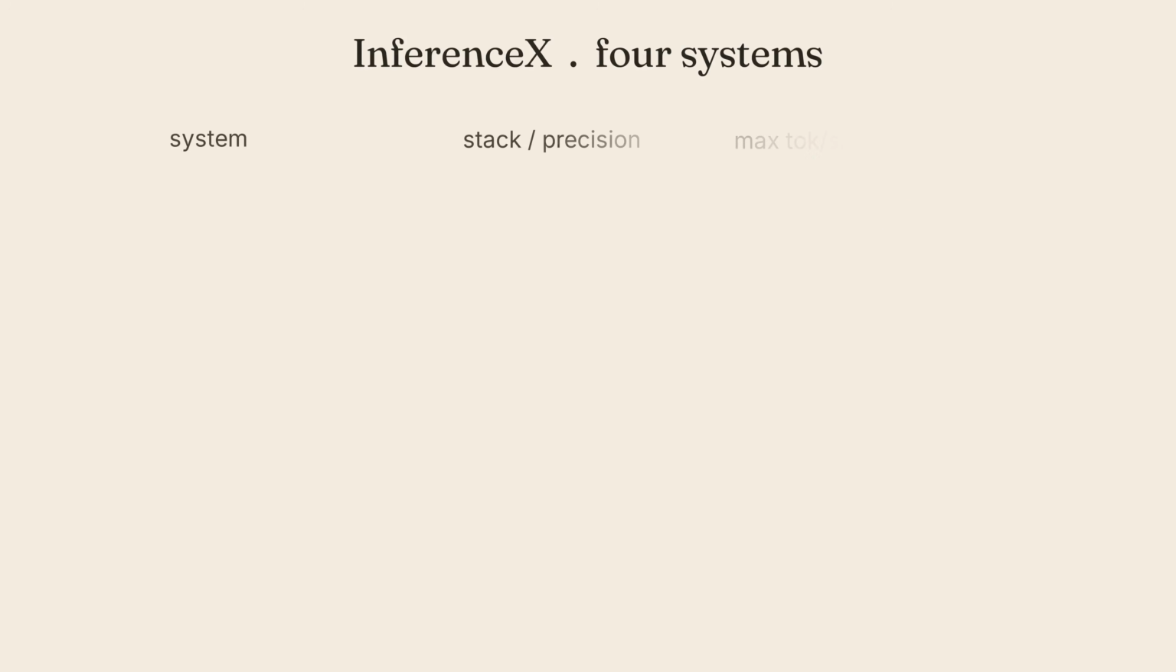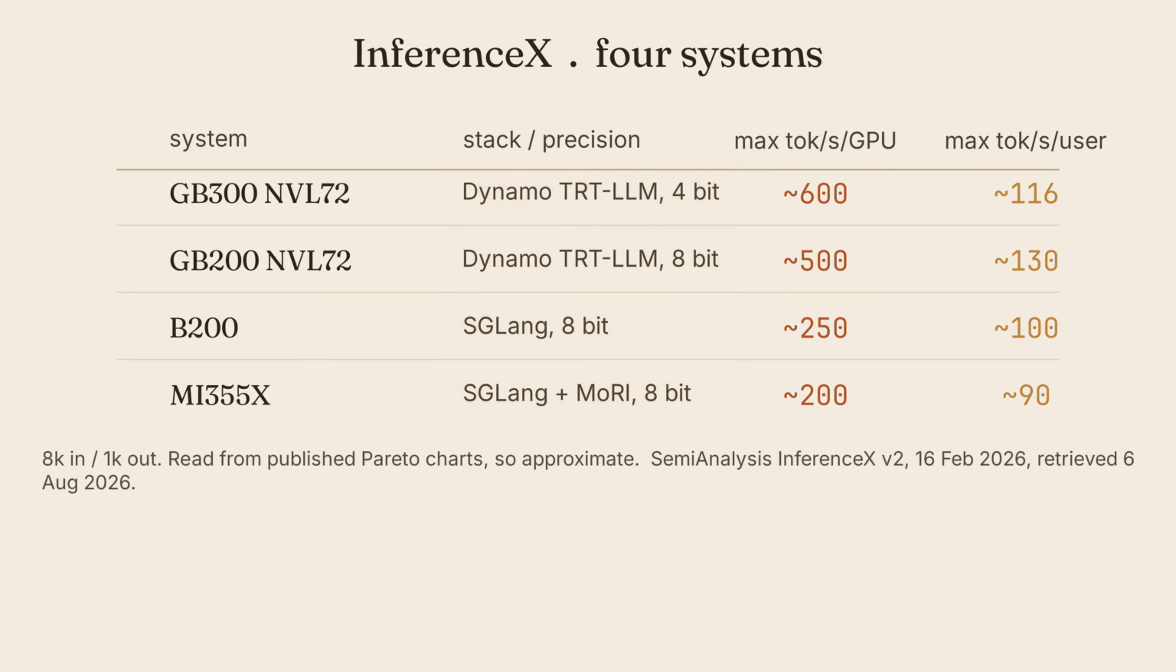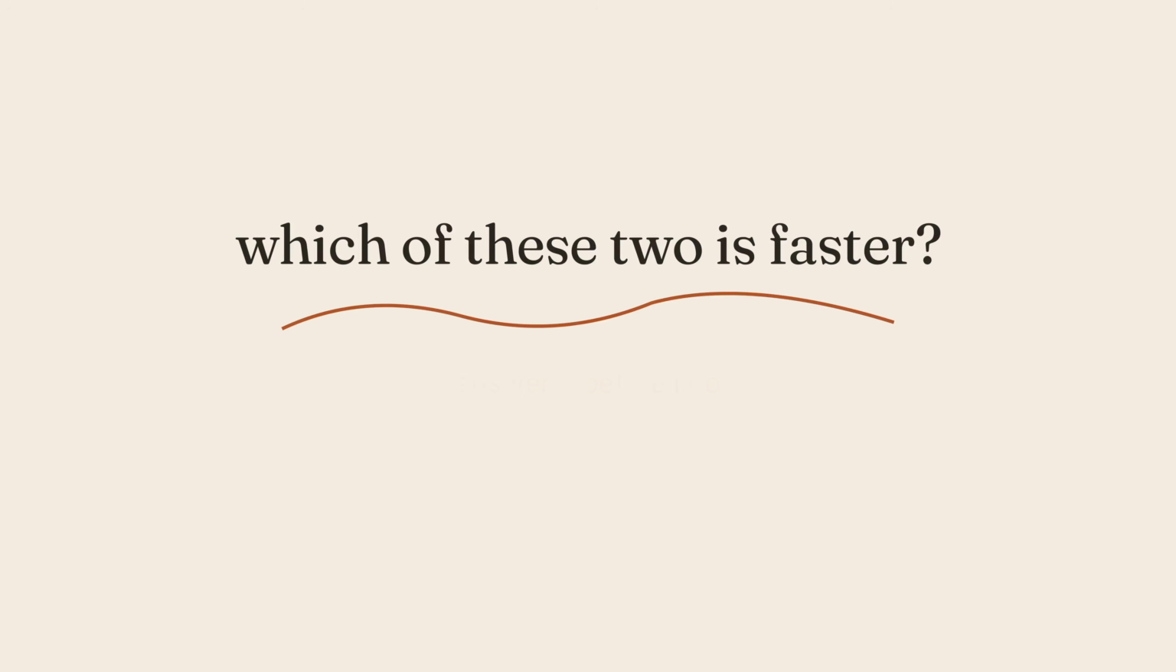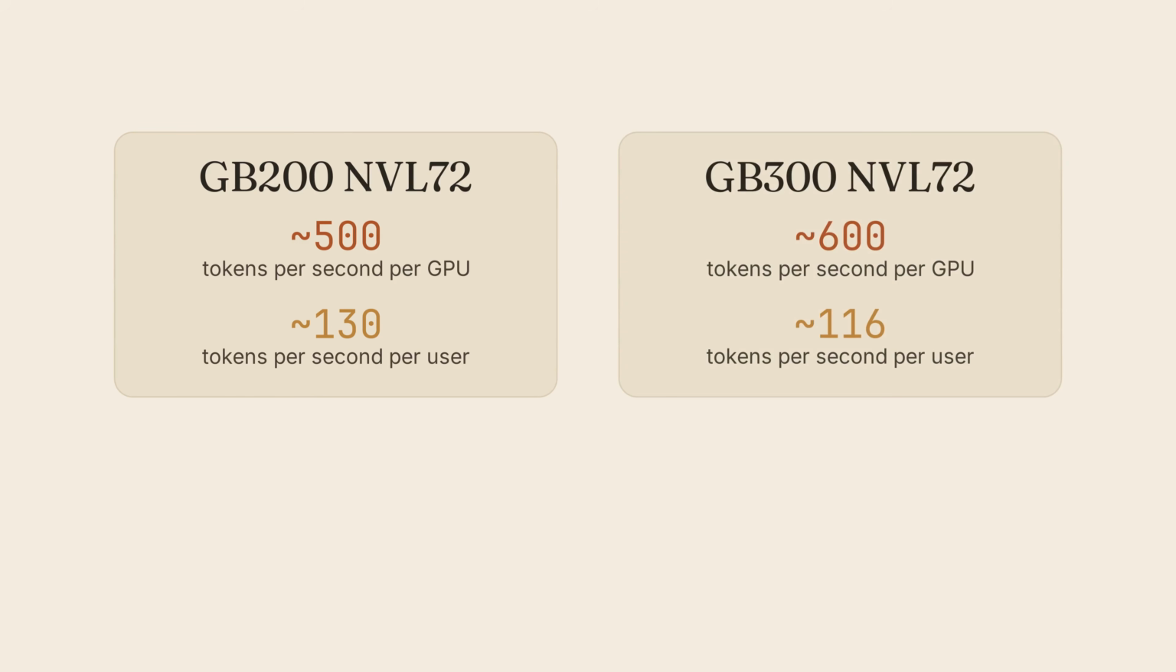And one warning while the table's up. Each row runs that vendor's own best software stack. So this isn't the controlled experiment we just talked about. And don't read it as one chip beating another. And read the date off the corner there, because this suite keeps updating. Now 2 rows off that table, and I'd like you to answer before I do. Which of these 2 systems is faster? GB200, about 500 tokens per second per GPU, and about 130 tokens per second per user. GB300, about 600 per GPU, and about 116 per user.